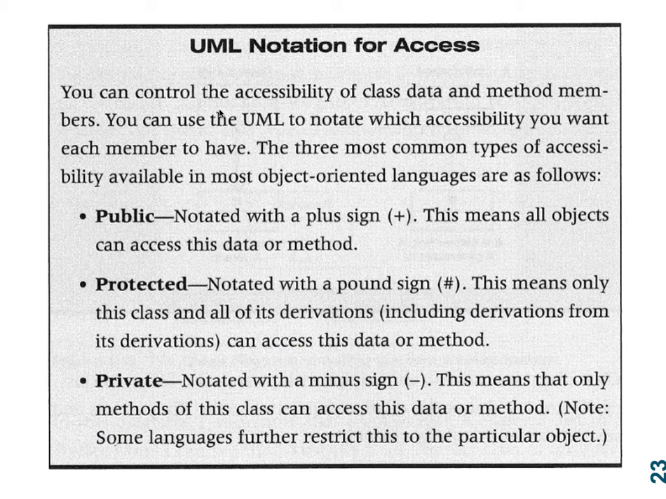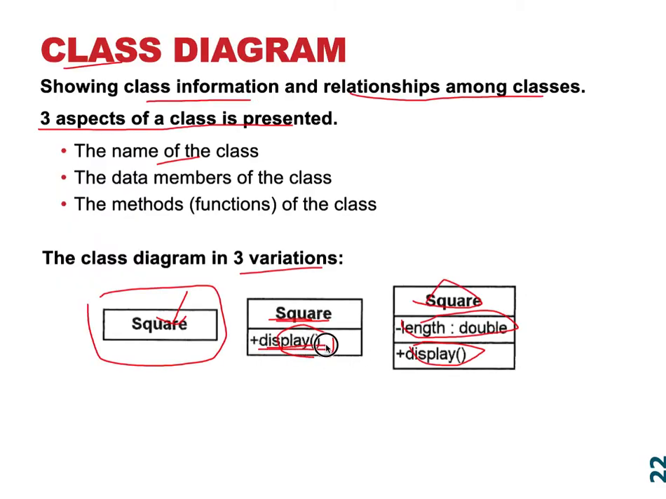When you specify the accessibility of a data member or a method, you have three notations: public access, protected access, and private access. For public access we use a plus sign, for protected a pound sign, and for private a minus sign. If I go back here, display is a method in class Square, and plus means a public method. Another example: the variable length is a private access of the class named Square. Display is a public access. If you give a pound sign, that becomes a protected access. Using that notation, we specify the access mode.